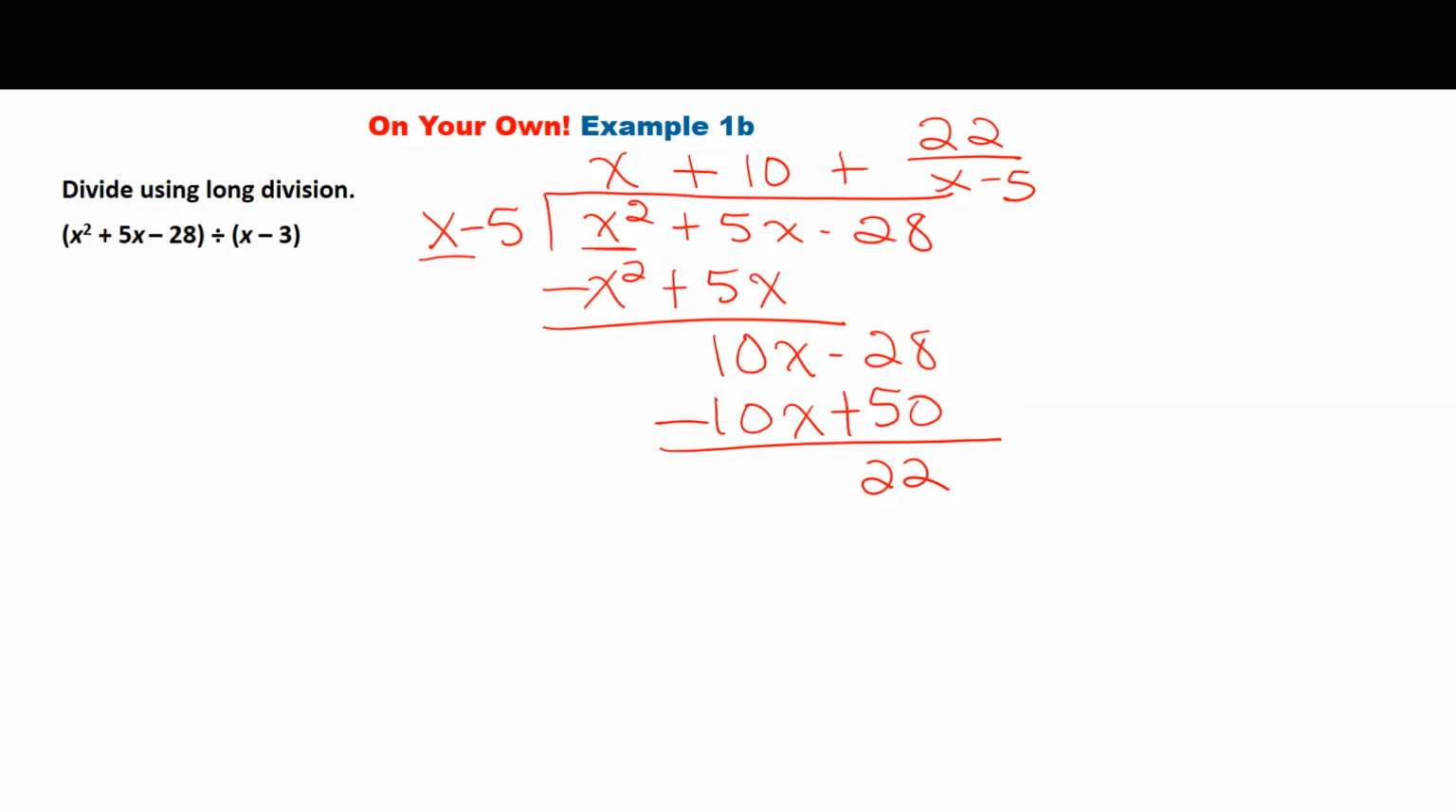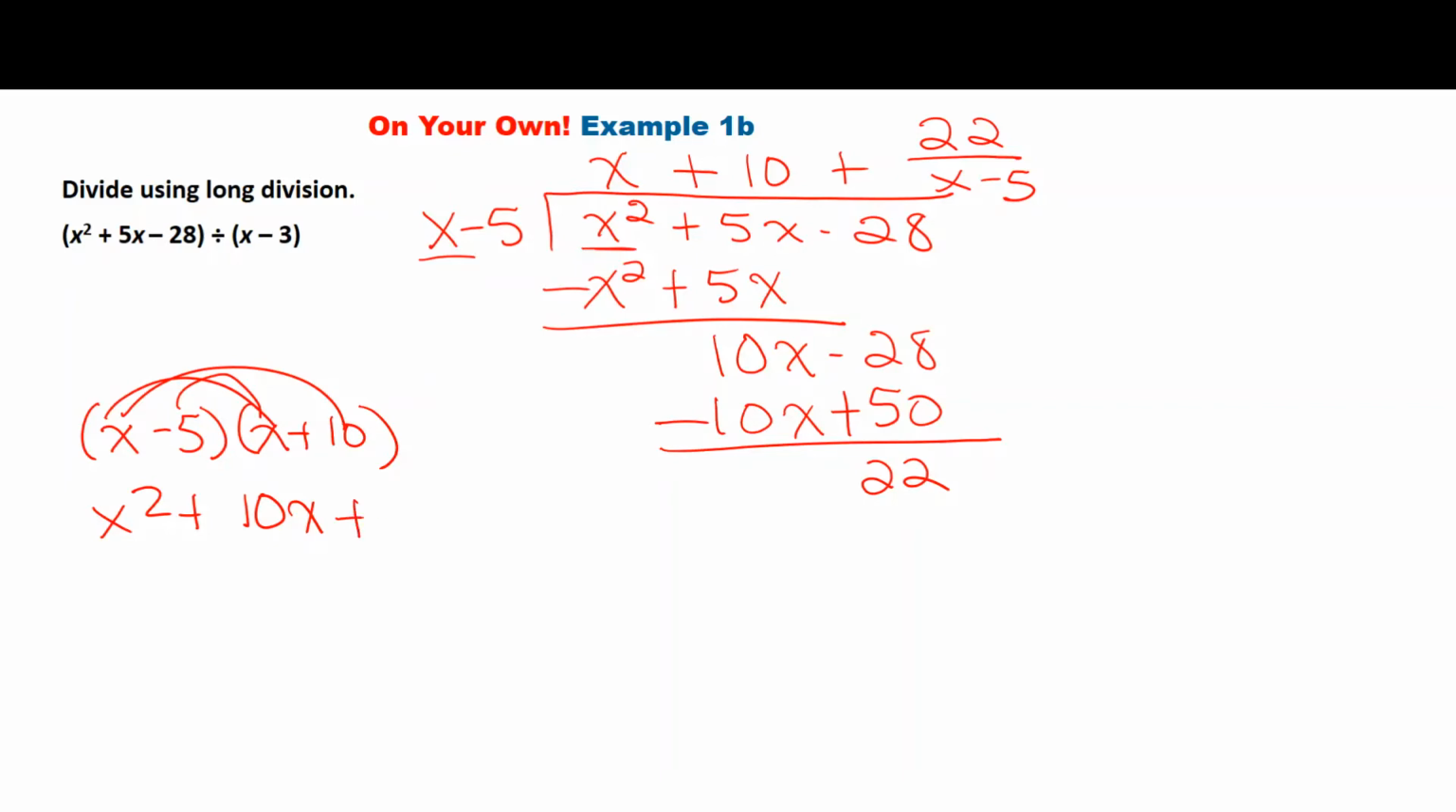So let's just work it out here. We say x minus 5 times x plus 10. X times x is x squared plus 10x. See, let me get that in there.